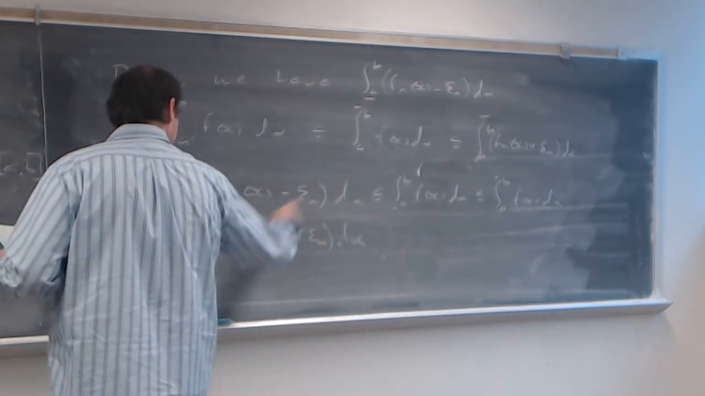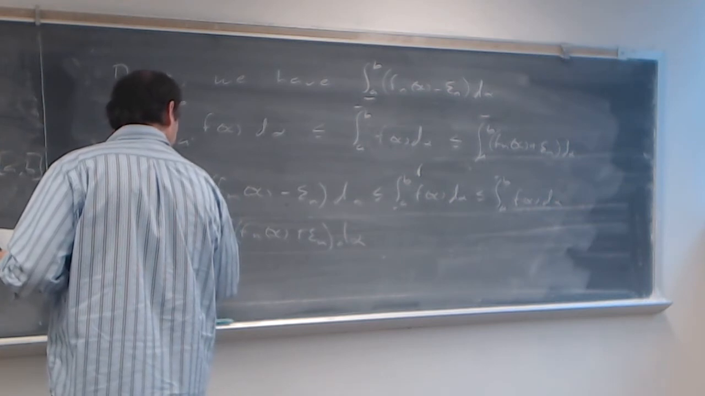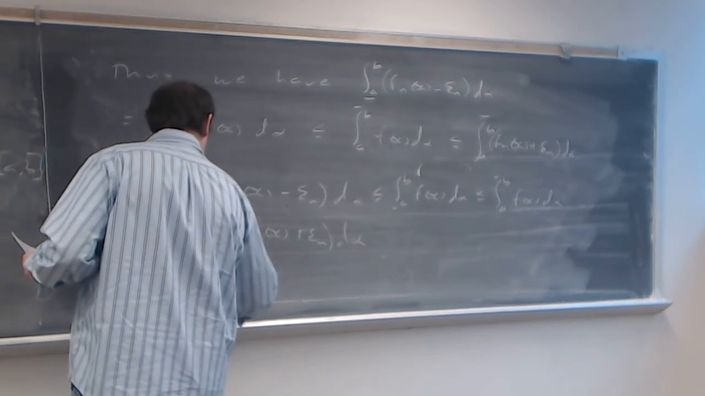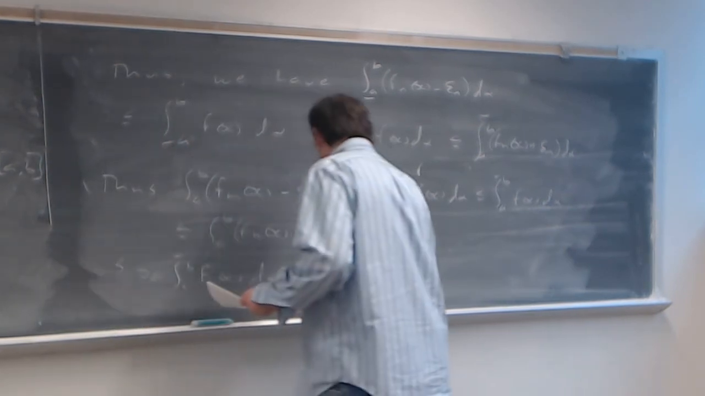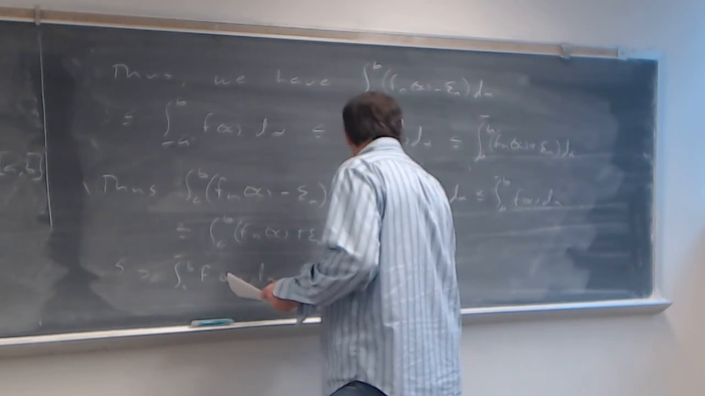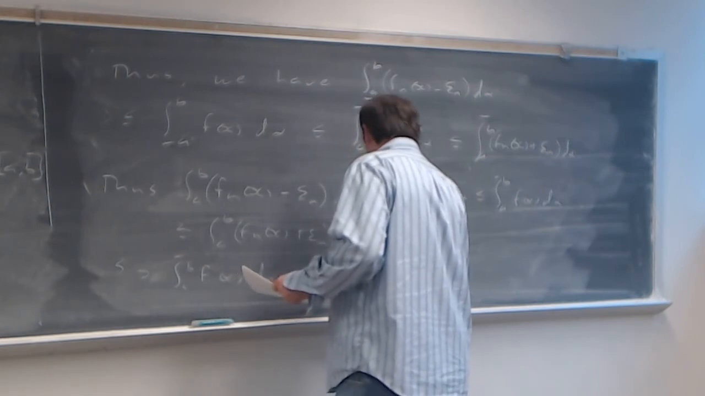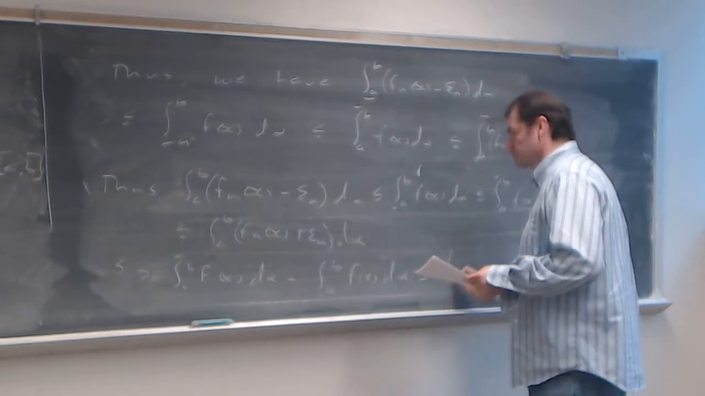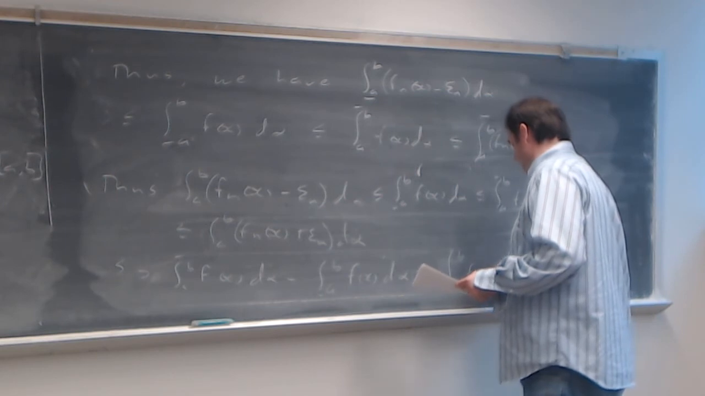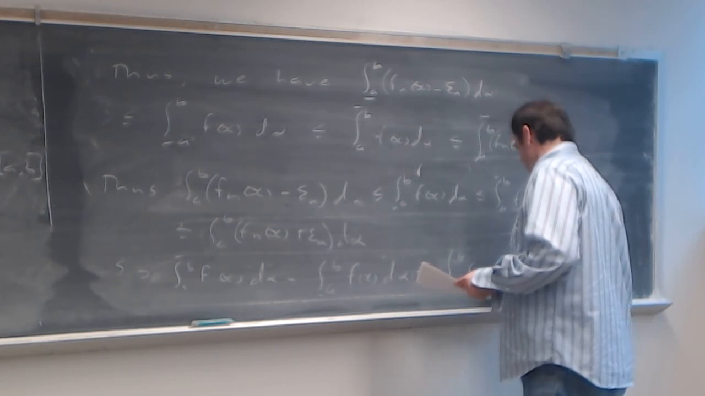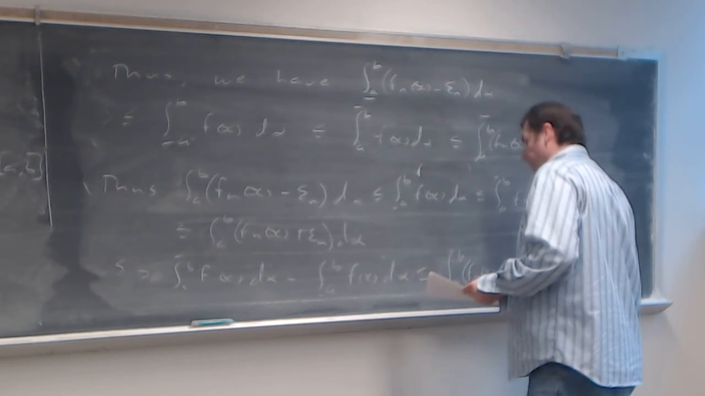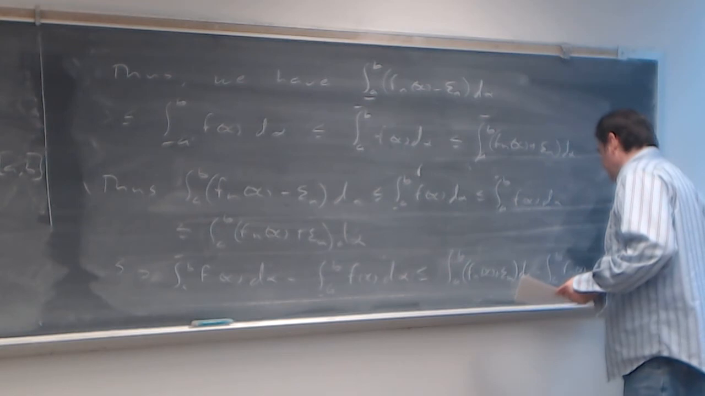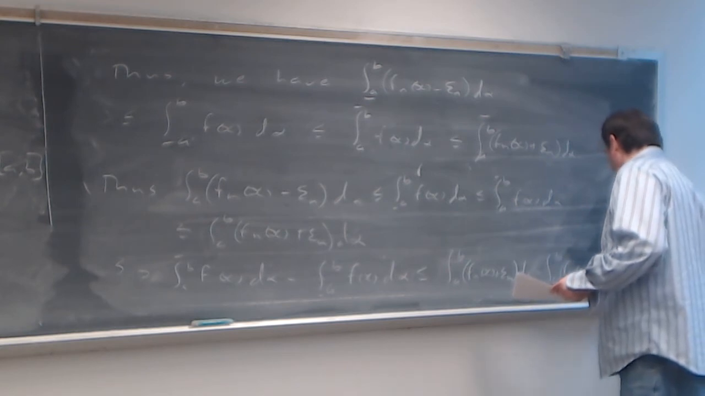And so, if we look at the subtraction between the middle guys, here's the upper integral of f of x d alpha minus the lower integral of f of x d alpha. That's going to be less than or equal to the subtraction between these two guys: the integral from a to b of f sub n of x plus epsilon sub n d alpha minus the integral from a to b of f sub n of x minus epsilon sub n d alpha.